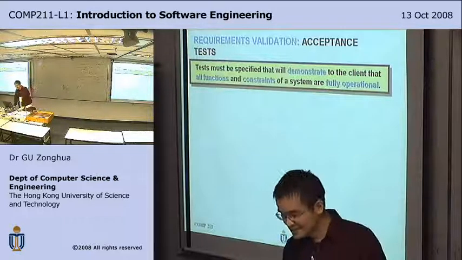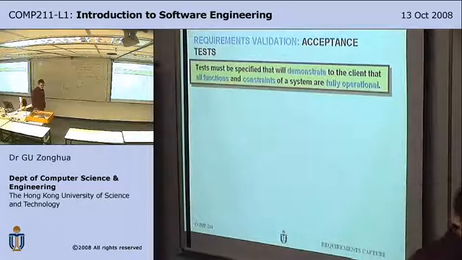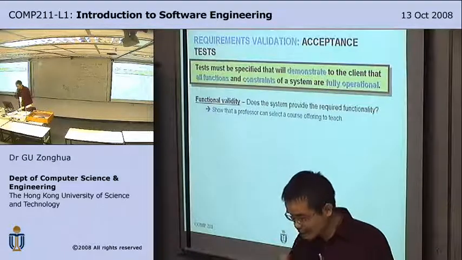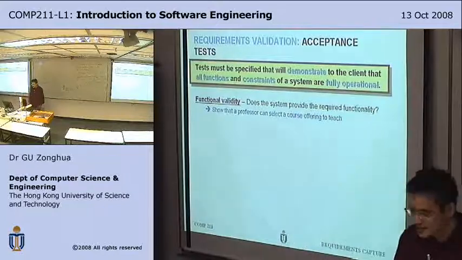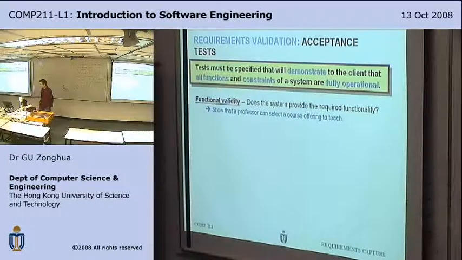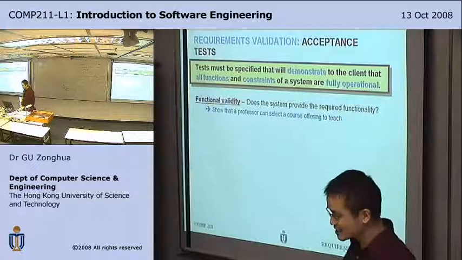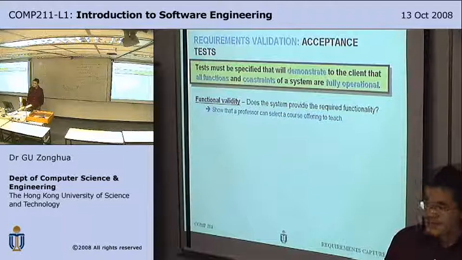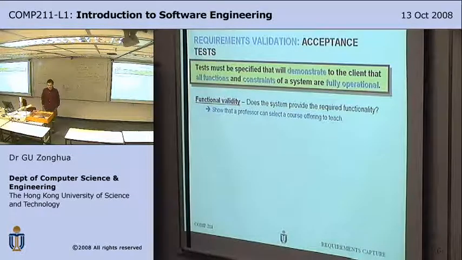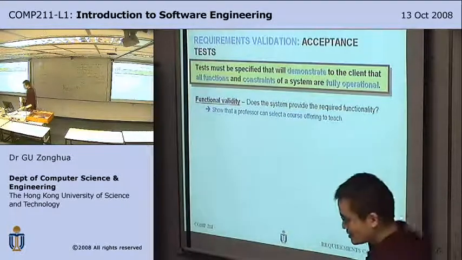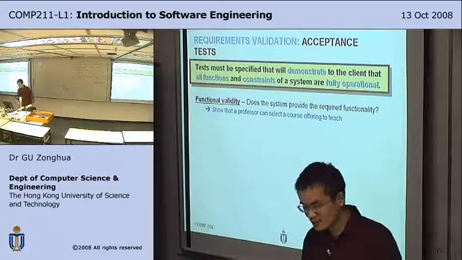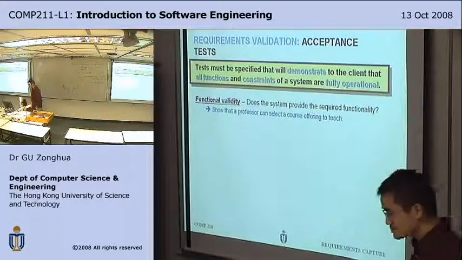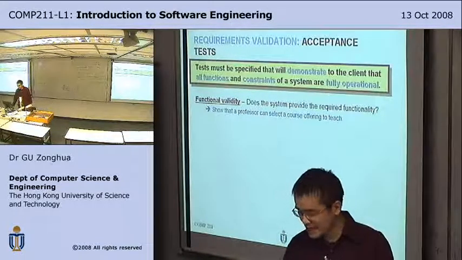So at your Activity 1 demo, what you did is the acceptance testing. So first you test functional validity. Does the system provide the required functionality? So for example, for the use case of selecting a course offering to teach, you just try to log into the system, pull up the courses, select the course offering, and save it. And if it's successful, then this test passes. So that's the most fundamental test.